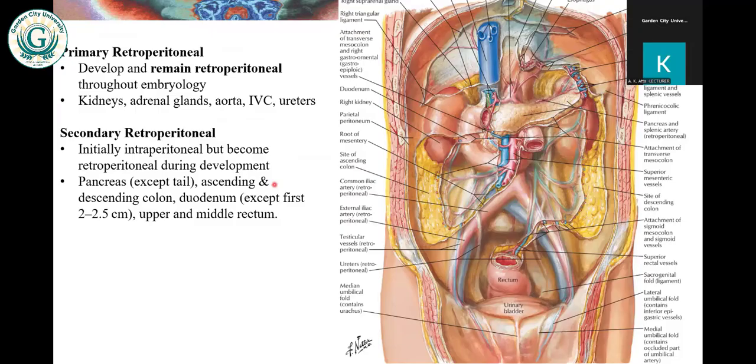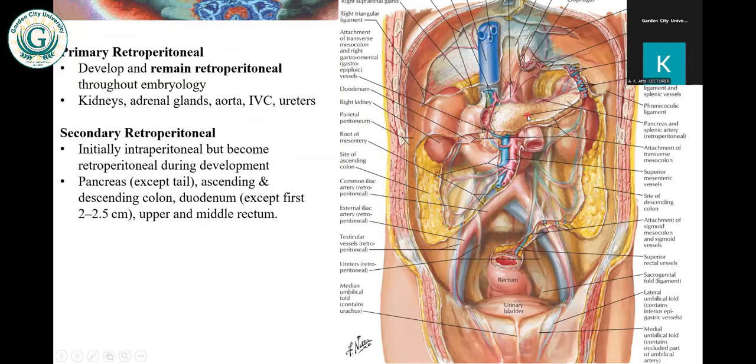Although when I was teaching you, I didn't talk about it, the retroperitoneal organs can be grouped into two: the primary retroperitoneal organs and the secondary retroperitoneal organs. The primary retroperitoneal organs, basically, retroperitoneal means they are behind the peritoneum. So you can see the kidney behind the peritoneum, the duodenum, most of it being behind the peritoneum, and the pancreas being behind the peritoneum.